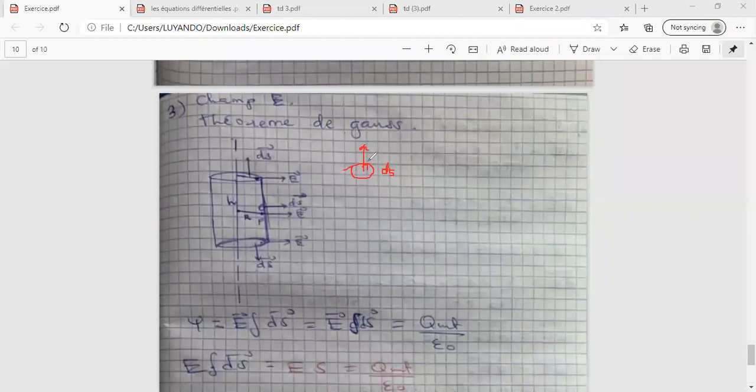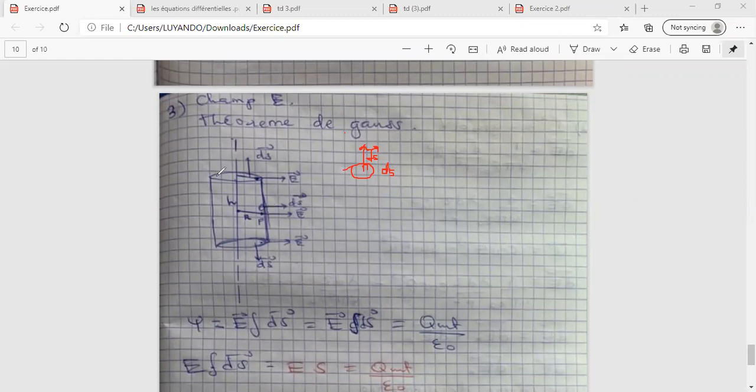So our ds vector, the vector representing the surface area, is perpendicular to the surface. In this example, we have a cylinder. A cylinder has two kinds of surfaces: we have the two bases, and we have the sides. In the sides, we have ds, which is perpendicular to the surface, moving in this direction, and our E at this point is also moving in the same direction as ds.